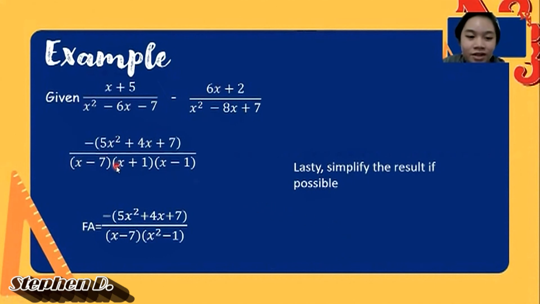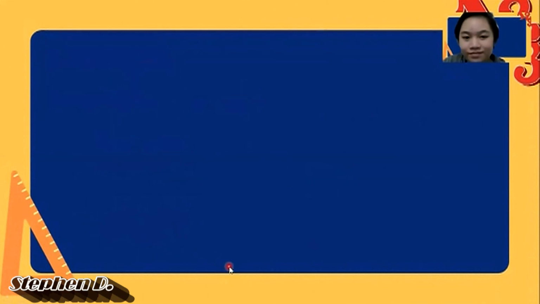So here we have the quantity of x plus 1 times the quantity of x minus 1. We can factor that using a difference of 2 squares. So we get the quantity of x squared minus 1. So our final answer is the quantity of negative 5x squared plus 4x plus 7 over the quantity of x minus 7 times the quantity of x squared minus 1.